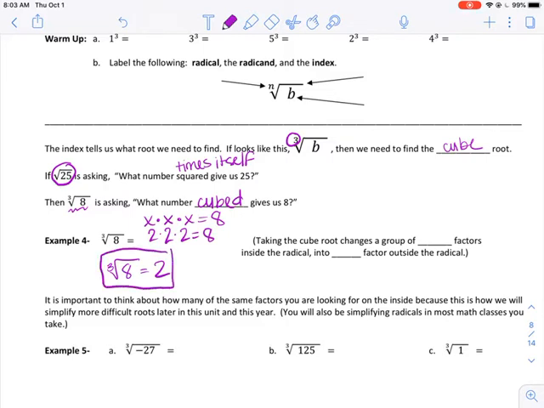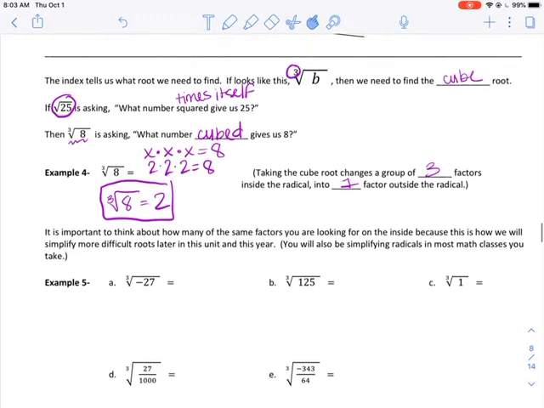So that's all you have to do. And take note, like yesterday with the square root, which changed a group of 2 factors, taking the cube root takes a group of 3 factors inside the radical and changes it into 1 factor outside the radical. That's going to be important later on as we learn how to simplify radicals.